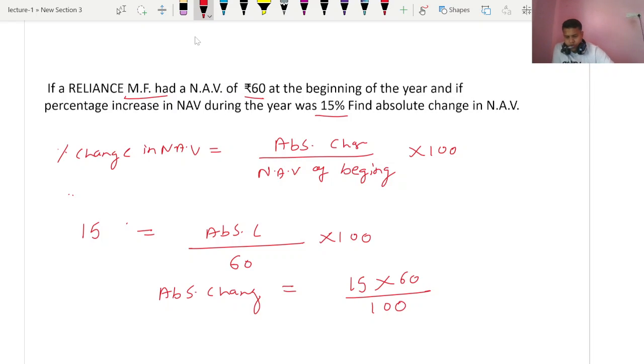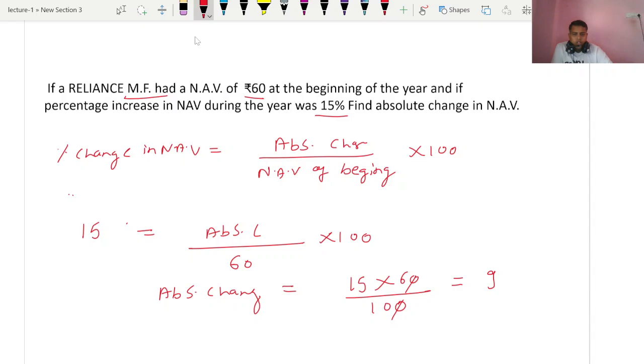So 90 and 10 cancel. So 15 into 6, 90, 90 by 10, 9. So absolute change is 9 unit.